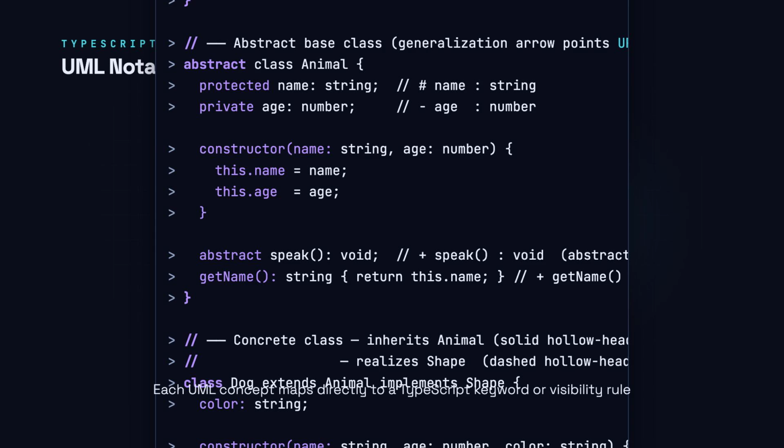Finally, Dog extends Animal. That relationship is drawn as a solid line with a hollow arrowhead pointing up to Animal, and Dog implements Shape, which is drawn as a dashed line with a hollow arrowhead pointing up to Shape. Dog provides concrete bodies for both speak and area, completing both contracts.